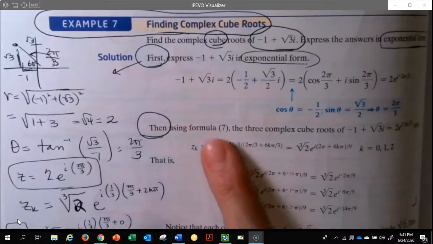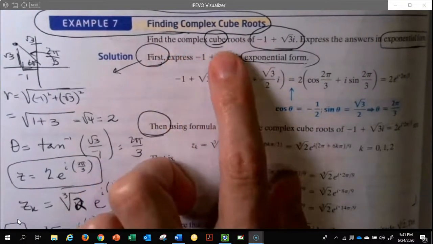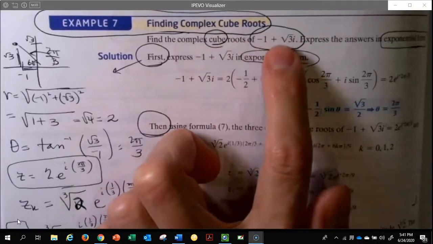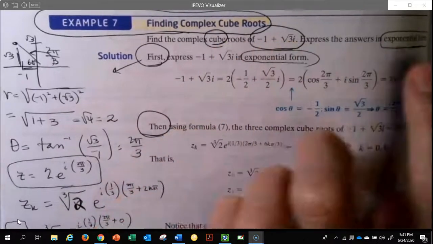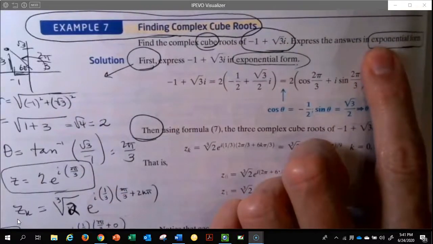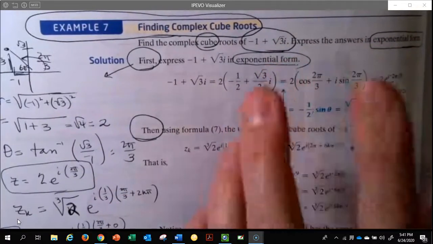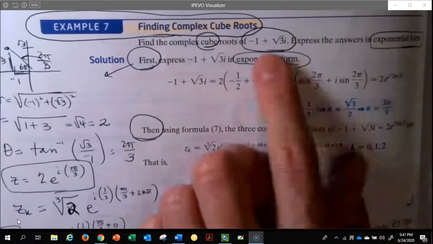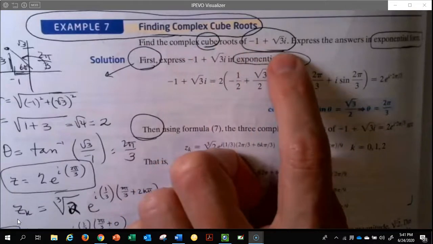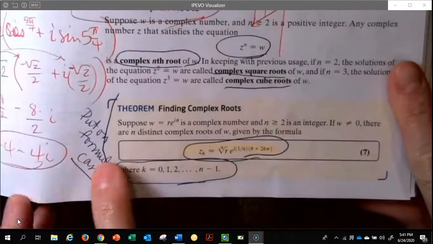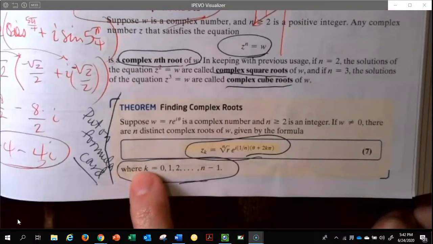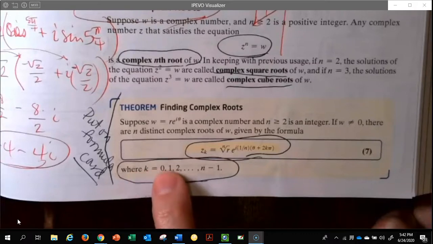So at example 7, it wants us to find the cube. So 3. 3 is the magic number. And then the form it gives us is rectangular, x and y. They want us to do our final answers in exponential form. Oh, well that's it. Not rectangular and not polar, so just exponential. Deal. Cube, xy, and we're going to have k go all the way to 3 minus 1. When we get done, we're going to have to do k for 0, k for 1, k for 2.